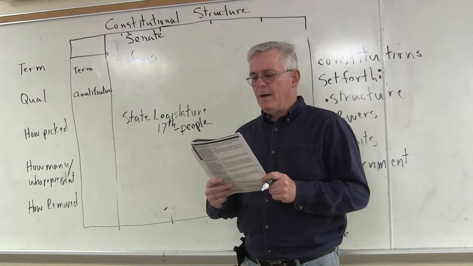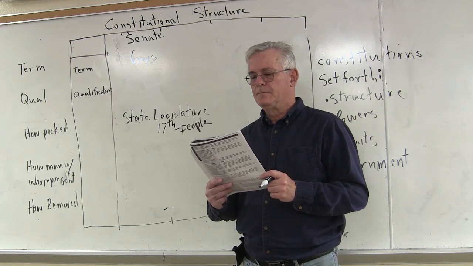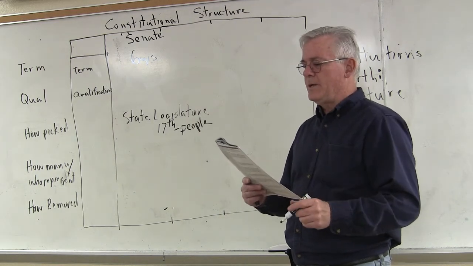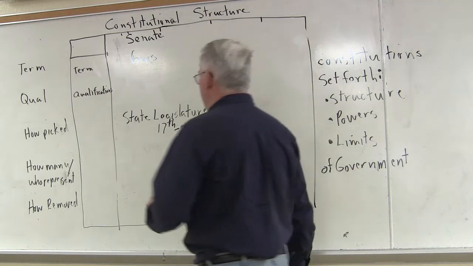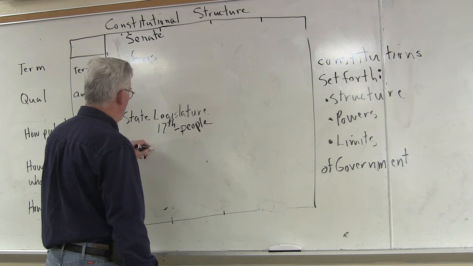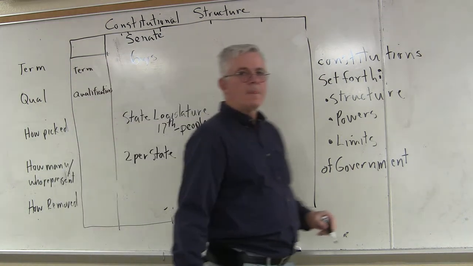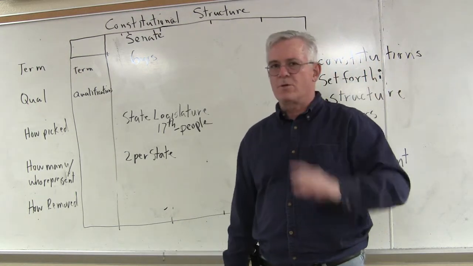Okay, how many senators? That is in Article 1, Section 3 also. Each state has 2, right? So how many? 2 per state. Now this is kind of weird, and there was a big argument about this in the Constitutional Convention.